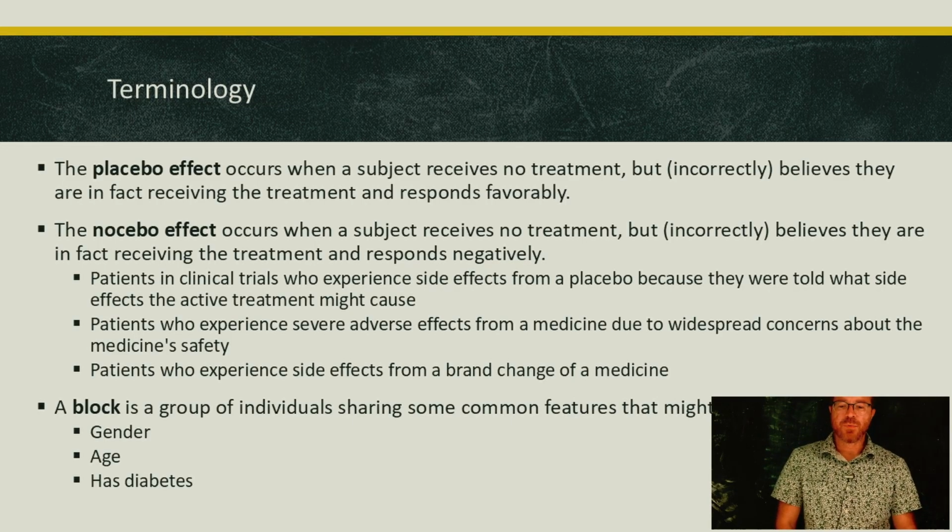Let's continue on with some more terminology. The placebo effect, which we also kind of mentioned previously, occurs when a subject receives no treatment but incorrectly believes they are in fact receiving the treatment and responds favorably. So this is like in a medical trial where you receive the fake treatment, you believe you're getting the treatment, so then you react favorably.